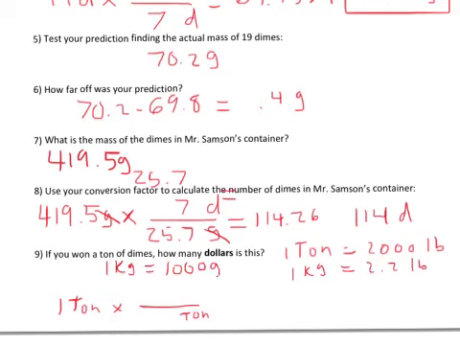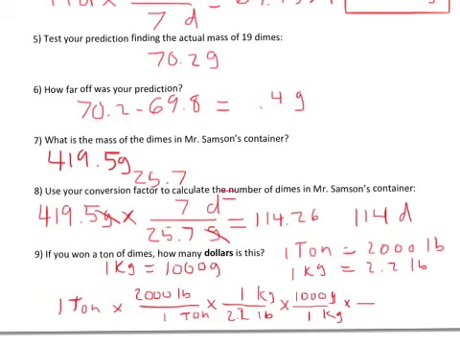Armed with that, I'm ready to convert. So I'm going to put ton in the basement, and I'm going to put pounds up above. I don't want pounds, so I put them in the basement, and I am going to put kilograms up above. So 2.2 of these is one of these. And then I put kilograms in the basement, and I'm going to say 1 kilogram equals 1,000 grams. Then I'm going to put grams in the basement.